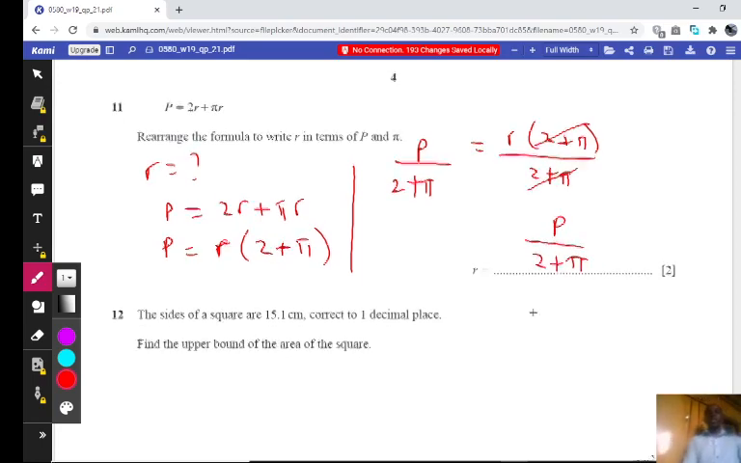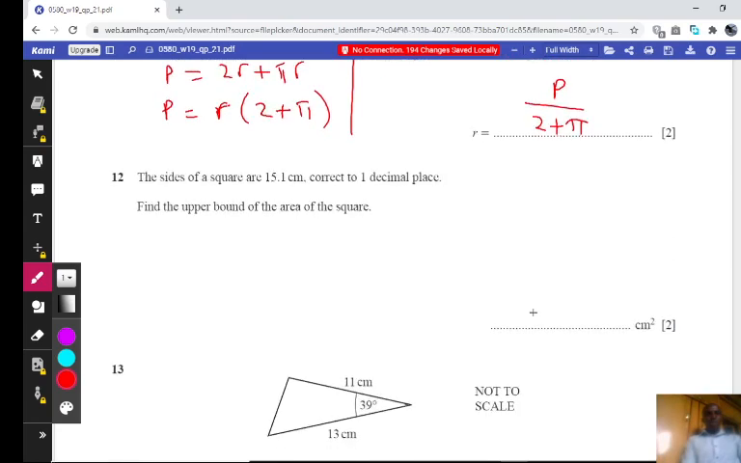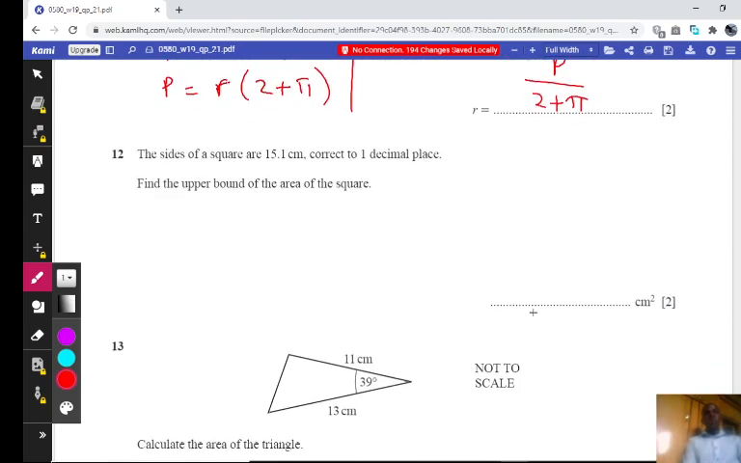Your final answer. Question number 12 is saying the sides of a square are 15.1 centimeters, correct to 1 decimal place. Find the upper bound of the area of the square. This one was rounded off, so let's take note here. 15.1: if this one was rounded off, it means there was a number here.